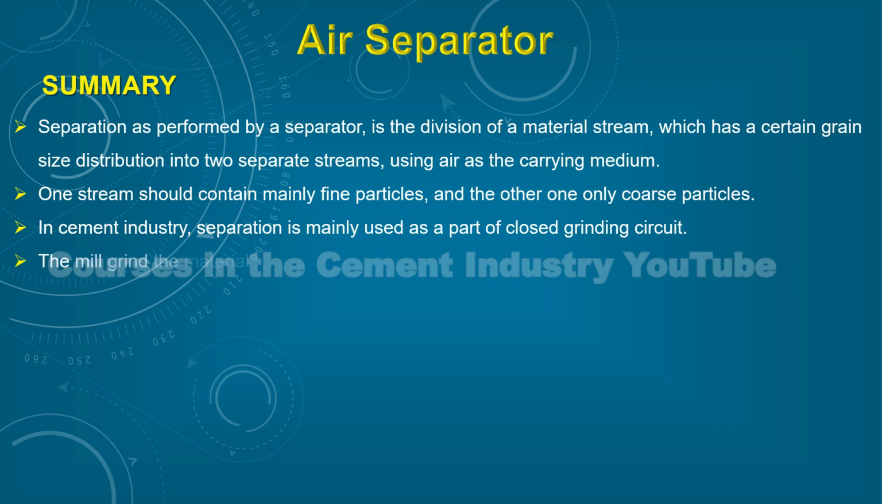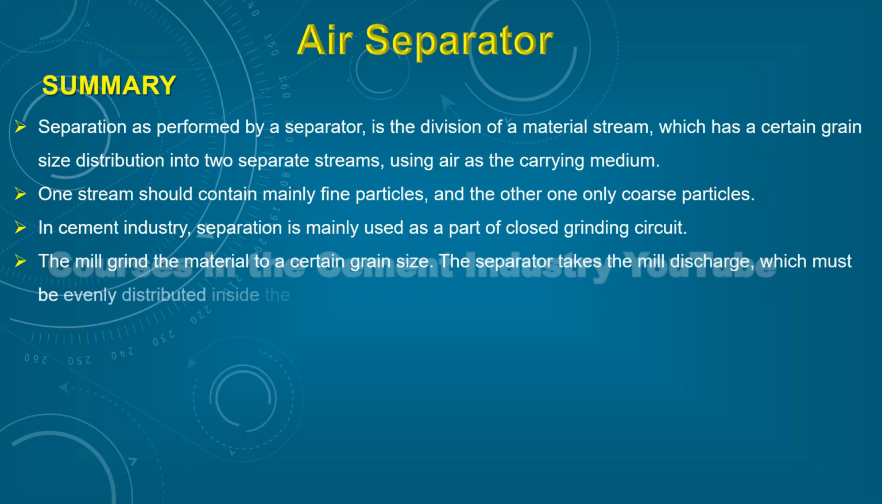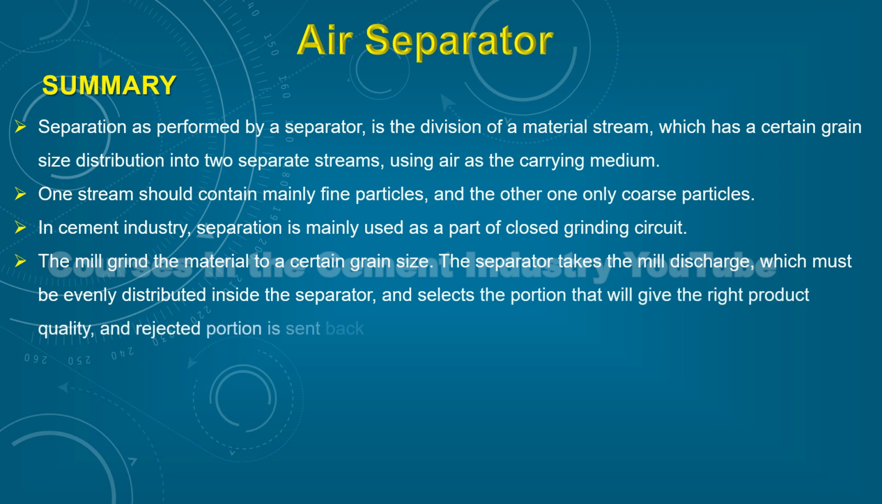The mill grinds the material to a certain grain size. The separator takes the mill discharge, which must be evenly distributed inside the separator, and selects the portion that will give the right product quality, and the rejected portion is sent back to the mill for regrinding.